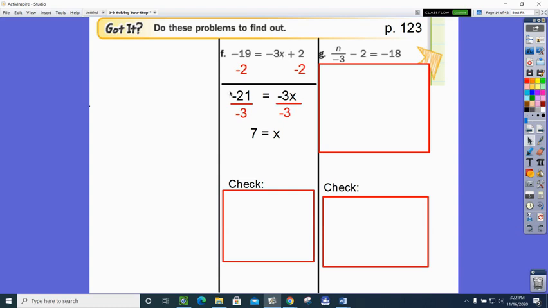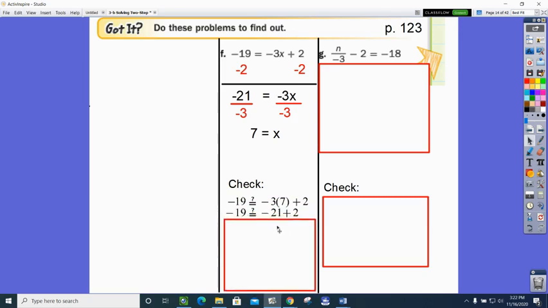Let's check it. I'm going to rewrite this equation, take out the x, and put in the 7. And I'm questioning right now whether it works. Multiply first, add second, and because that comes out to the same number, 7 is the only number that we can replace x with. Okay, try this one, please.